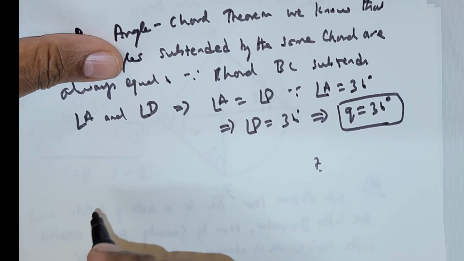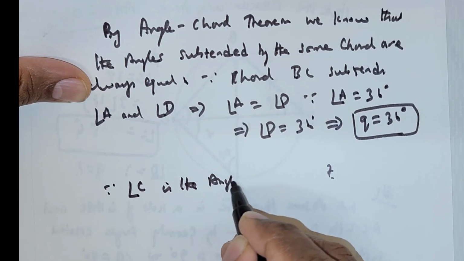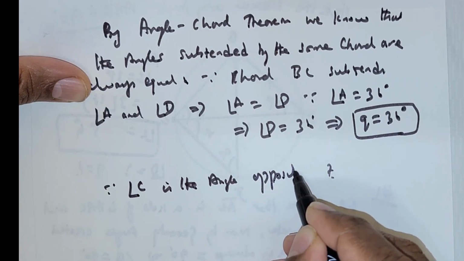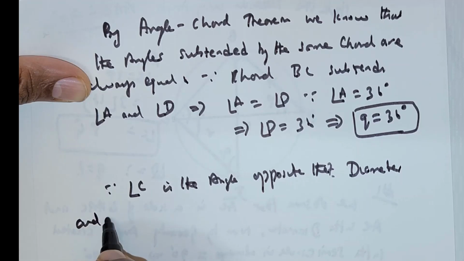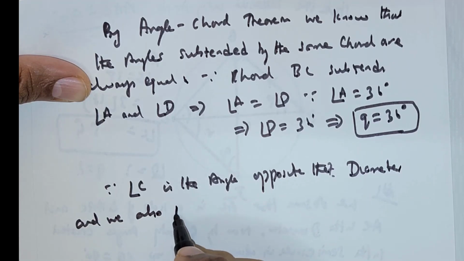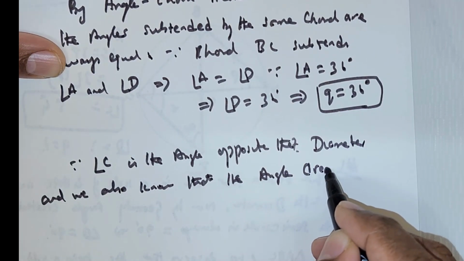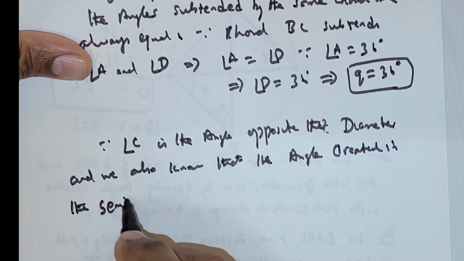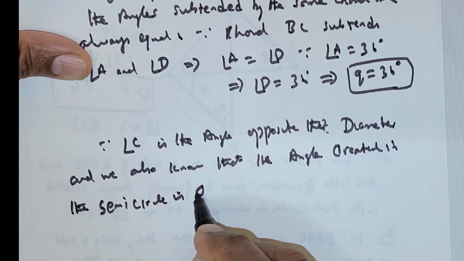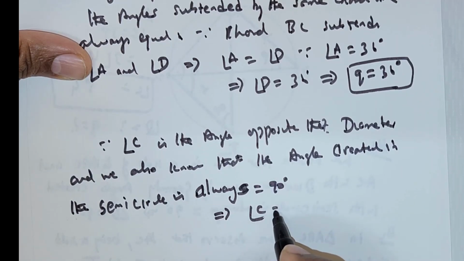Okay, I'm going to state here. Since angle C is the angle opposite the diameter, and we also know that the angle created in the semicircle is always equal to 90 degrees. This means angle C is equal to 90 degrees.